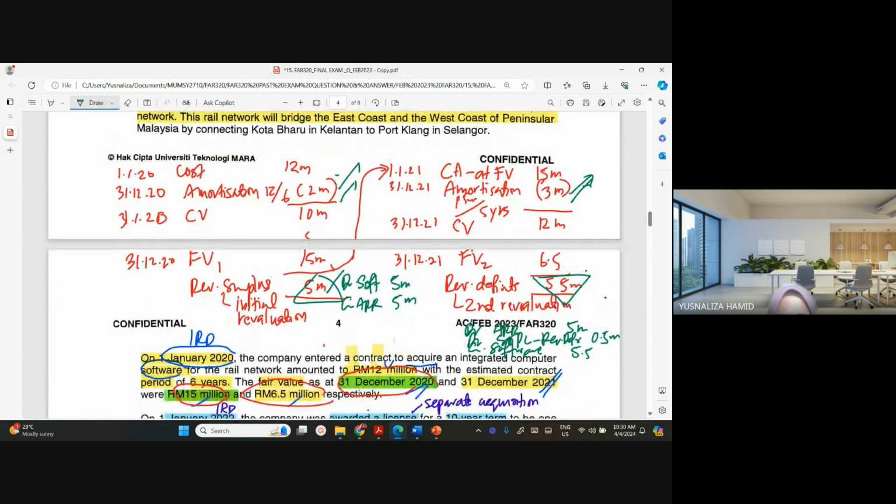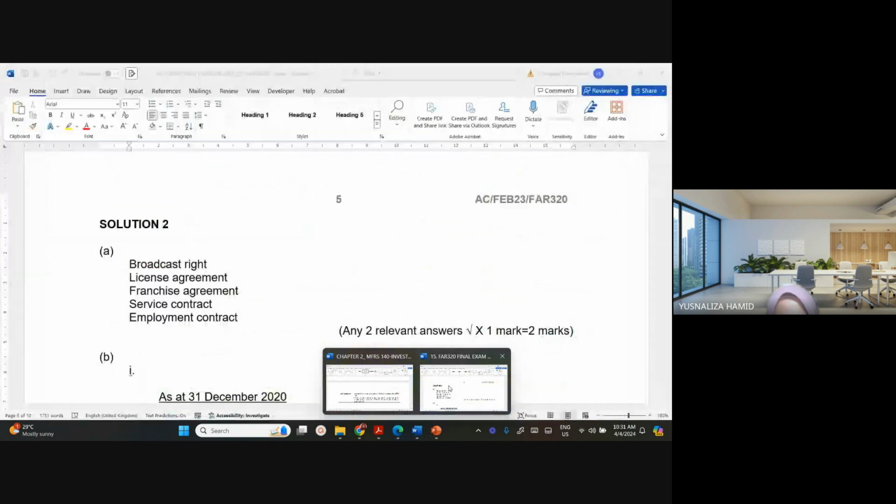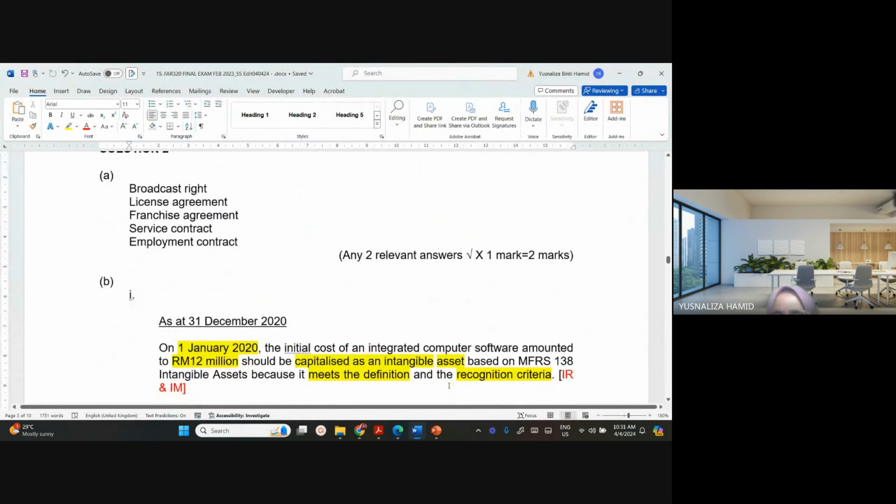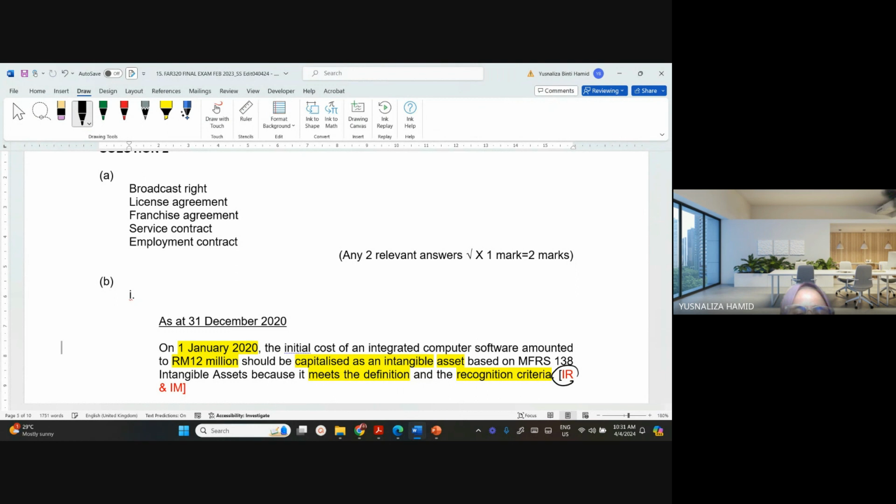Okay, let's look at the explanation of accounting treatment here. If you do not do the calculation, you will not be able to explain all this. The first paragraph here is explaining the initial recognition and initial measurement. You need to write the date, which is 1st of January based on the question, the initial cost of the computer software, how much, and what the accounting treatment is. It should be capitalized as an intangible asset because it meets the definition and recognition criteria. You can also mention the three criteria there, where it arises through past events, provides future economic benefits, and so on. You can go and check the recognition criteria.